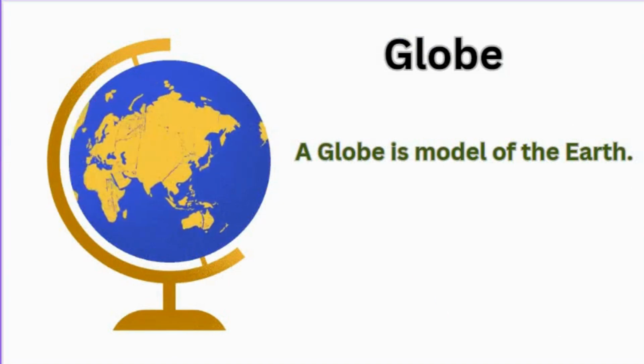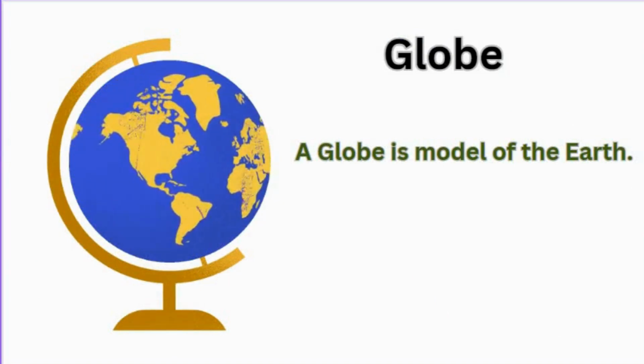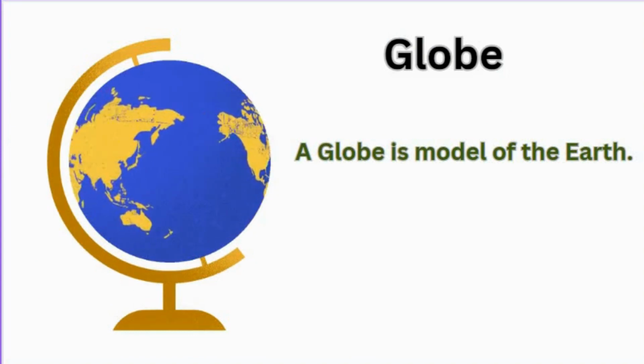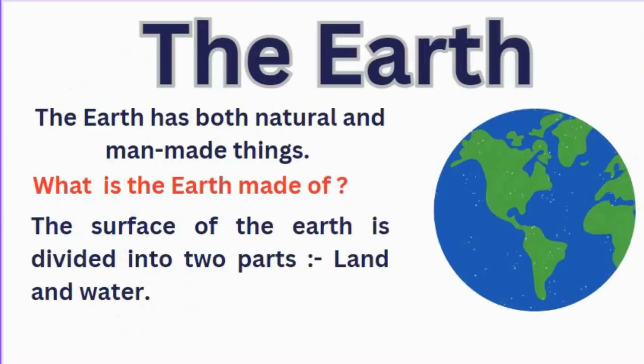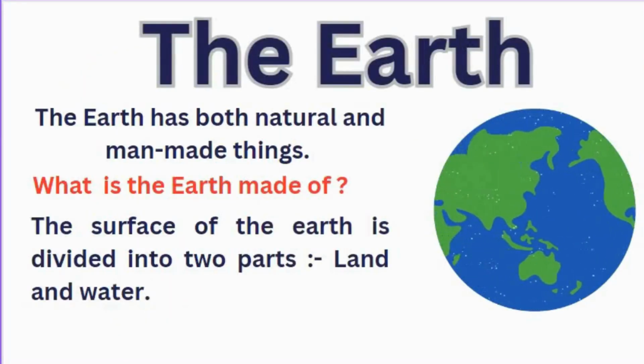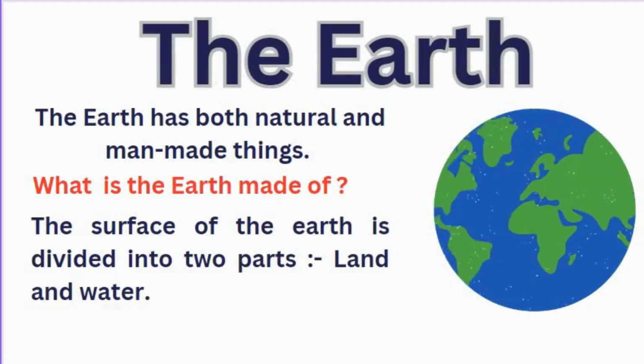What is a globe? A globe looks like the Earth only, so a globe is a model of the Earth. Globe क्या है? Globe model of earth है. Now the earth has both natural and man-made things. अर्थ के पास natural things भी हैं and man-made things भी हैं.